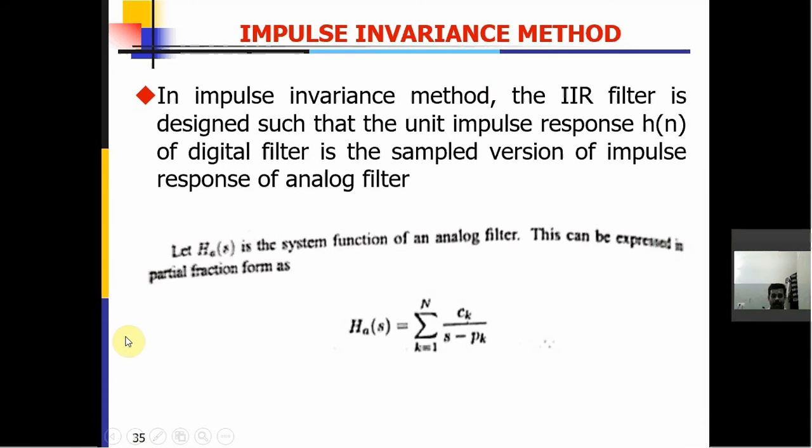Let H_a(s) be the system function of the analog filter. This can be expressed in partial fraction form as H_a(s) equals summation of k equals 1 to N, c_k divided by s minus p_k.